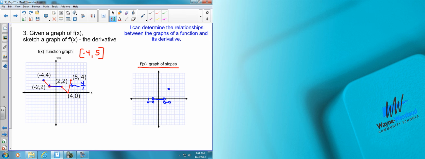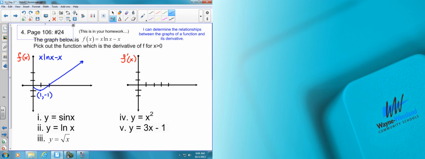So we're going to put a little teeny segment right here. This is the graph of the slope. All right, that is the slope of each of these segments of your original graph. That's how we would graph the derivative.